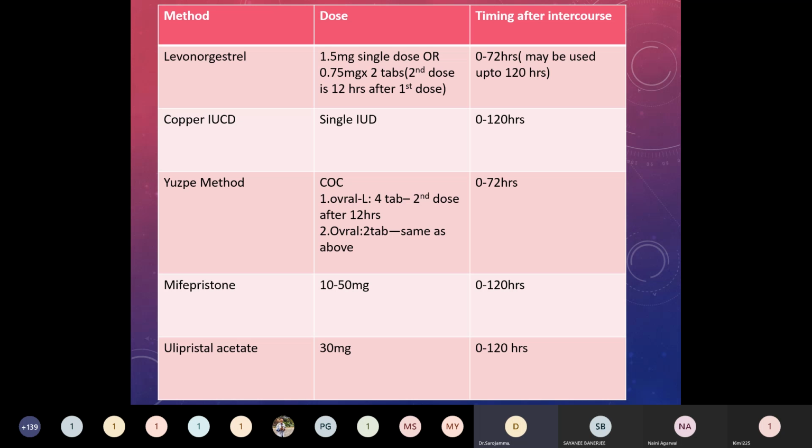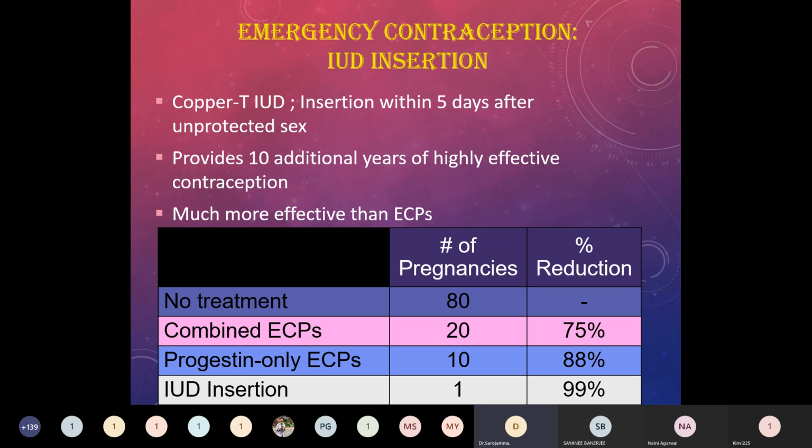And here in this picture, you see IUCD is the most effective one with 99% efficacy. Next come progesterone only pills, that is Plan B and Plan B plus, where you have 90% efficacy. And copper IUCD has the advantage of providing additional protection for another 10 years or 5 years, depending on the type of copper IUCD used, and it is more effective than the pills.